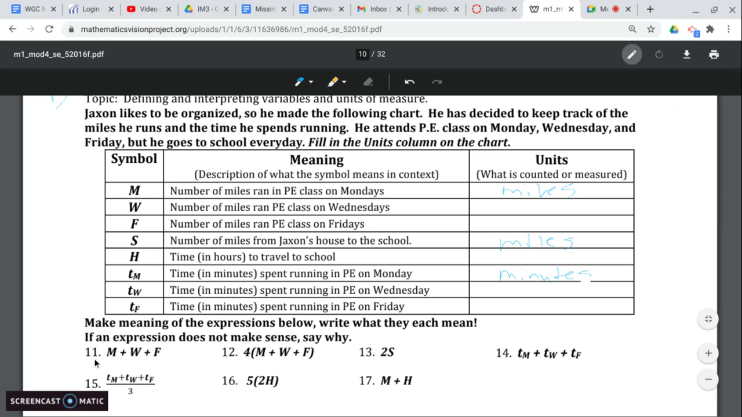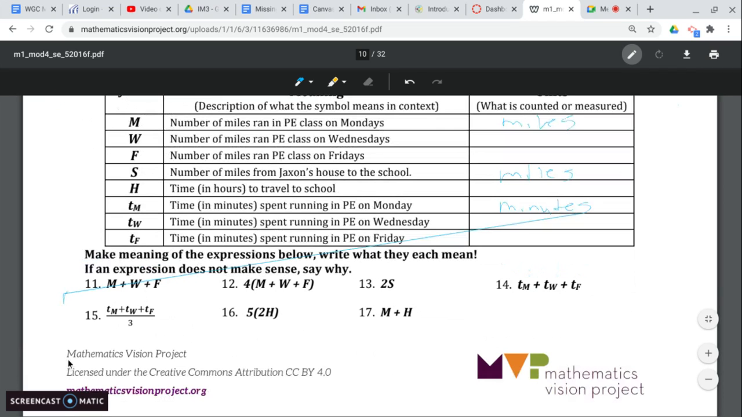So for 11, M plus W plus F. What we're looking at is number of miles ran on Mondays, number of miles ran on Wednesdays, number of miles ran on Fridays. So what are we looking at? Number of miles in a week, because he only goes to PE Monday, Wednesday, and Friday. So miles in a week.